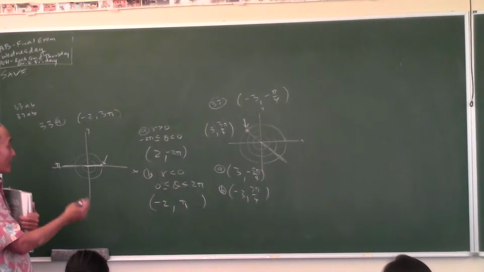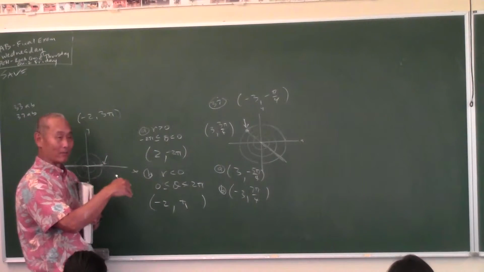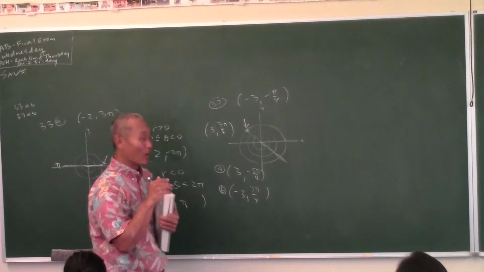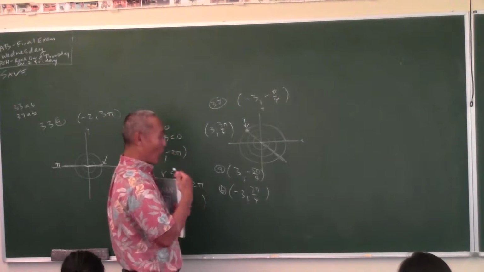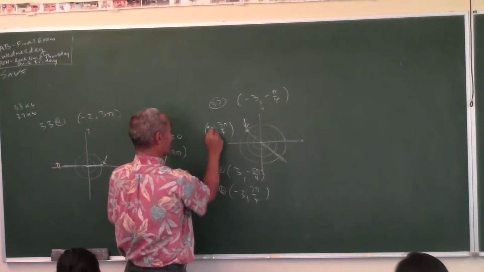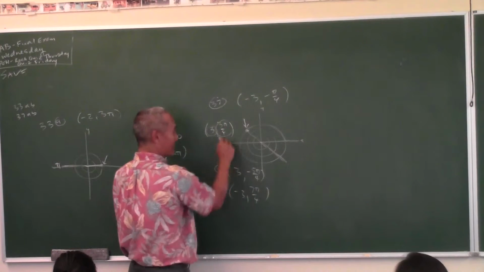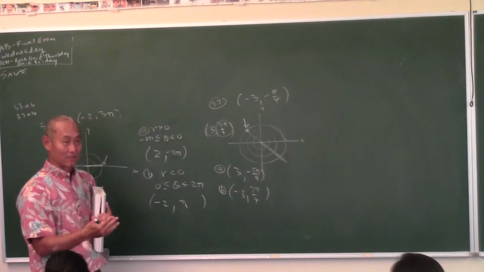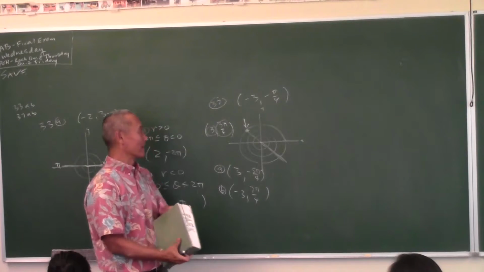But the main point is there's an infinite number of ways of labeling a point. If you can just do it one way, I'll be happy. The way that most people want you to do it is r is positive, and that angle is between 0 and 2 pi. That's the most normal way. That would be good enough.